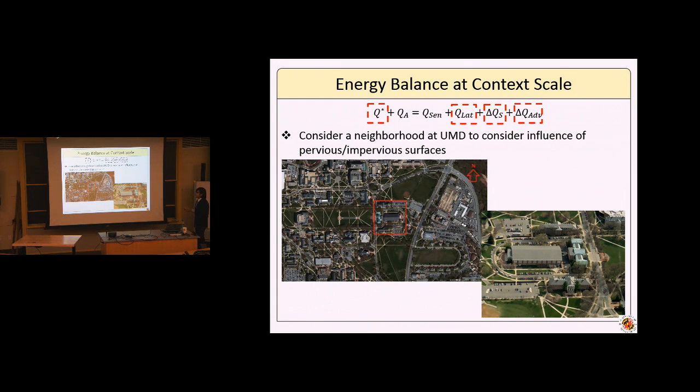One of the things that's important in this study, and it's applicable for most campuses, is that we are trying to look at pervious and impervious surfaces, meaning looking at the vegetation, or looking at the asphalt or concrete. So I'll show later how that could have an influence.